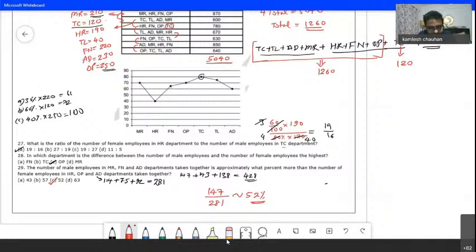Apurva, what is given? The number of male employees we have counted as 428. The number of female employees we have counted as 281. We are given that the male employees are what percent more than the female employees. So how much more? They have 147 more than 281. So 147 is what percentage of 281, which is around, if you see, 140 would be 50%, so a little bit more. So the answer is 52%. Clear, Apurva?